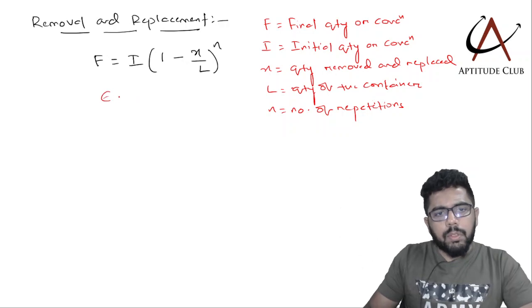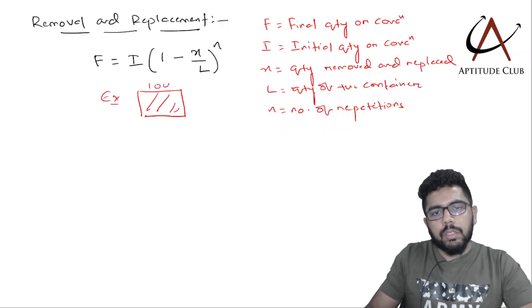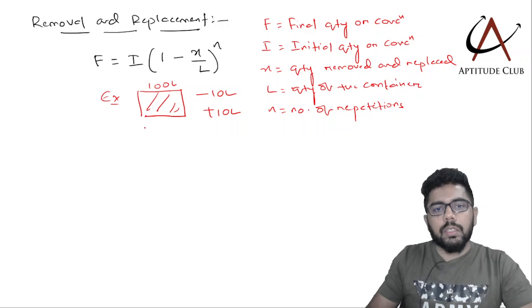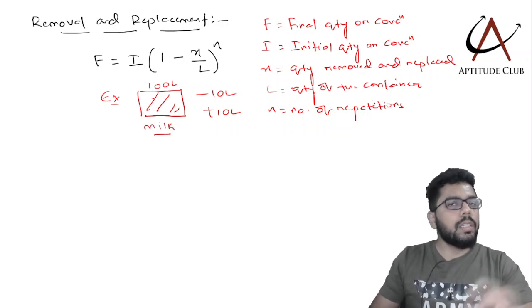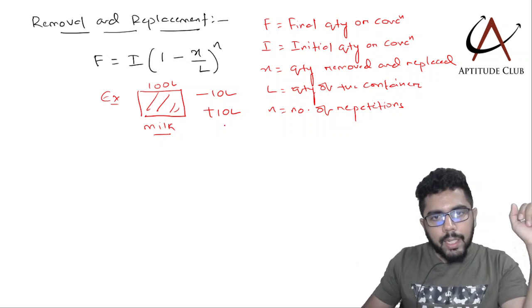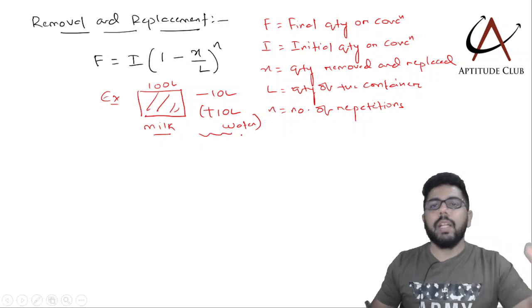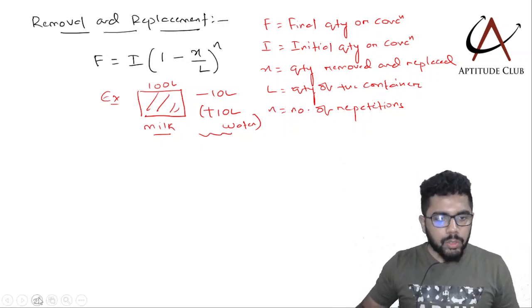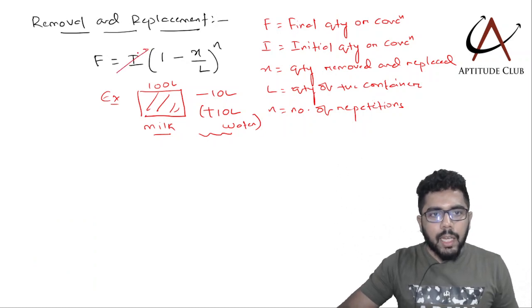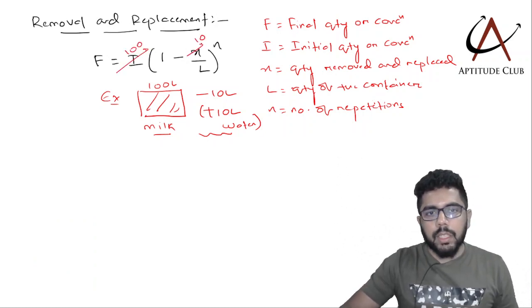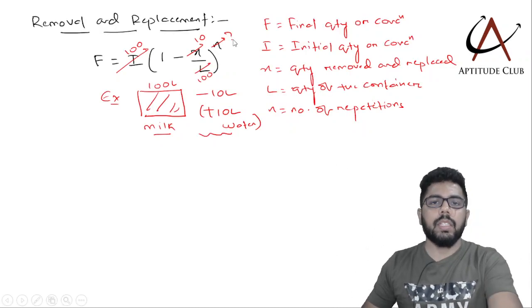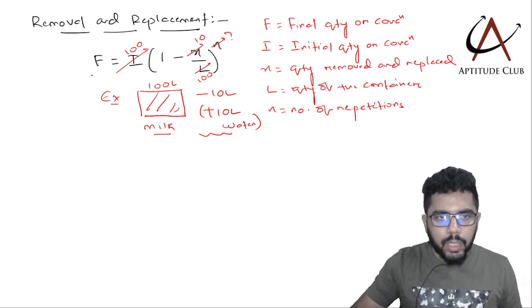Now, for an example, suppose there is a container of 100 liters. And from this, every time you are removing 10 liters and replacing with 10 liters of water. The container has 100 liters of milk. You are removing 10 liters and adding 10 liters of water, and you are doing this process 3 times, let's say 5 times, or let us say 10. In that case, I will take I as 100, X as 10, L as 100, and N depends on the number of times. If you solve that, you will get the value.